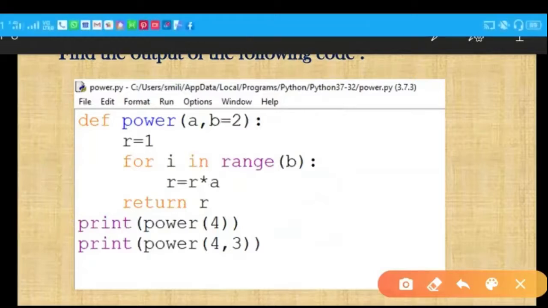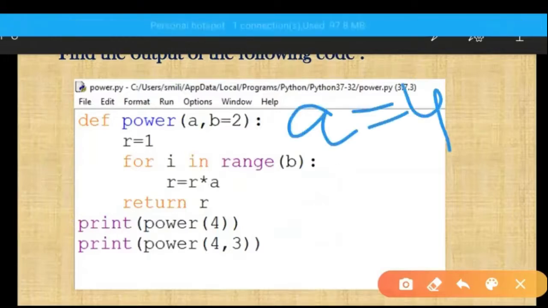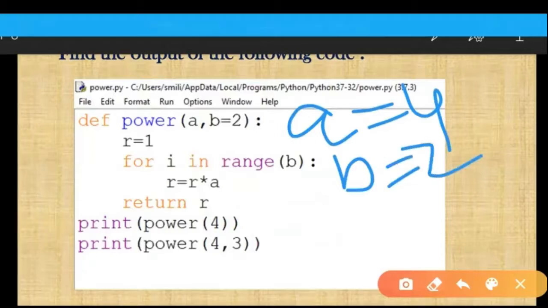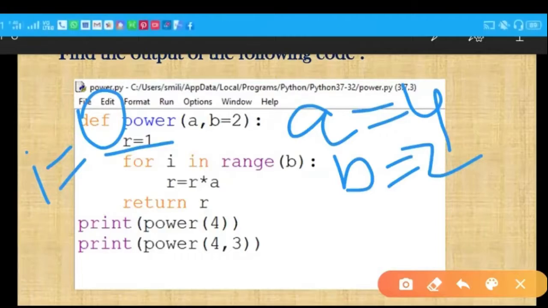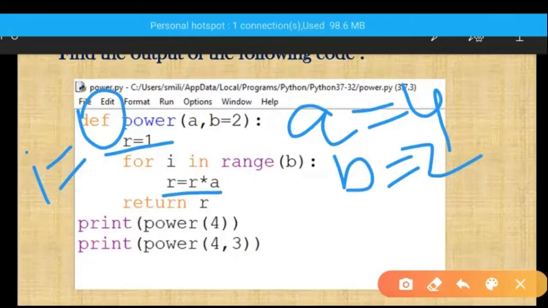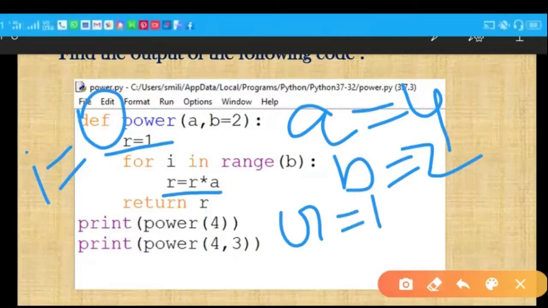Now a is equals to 4 and b is equals to 2. r has the starting value 1. i will start with 0. For i in range b, that means till i is less than b, r is equals to r multiplied by a. What is the initial value of r? The initial value of r is 1 and the value of a is 4. So 1 into 4.